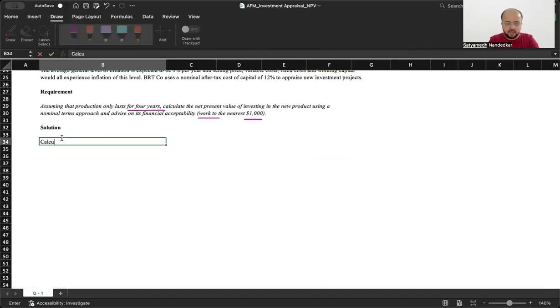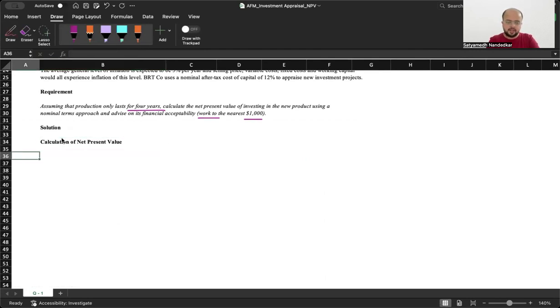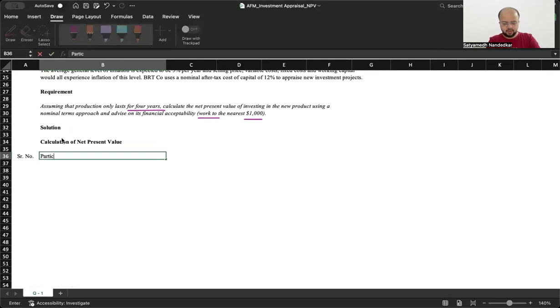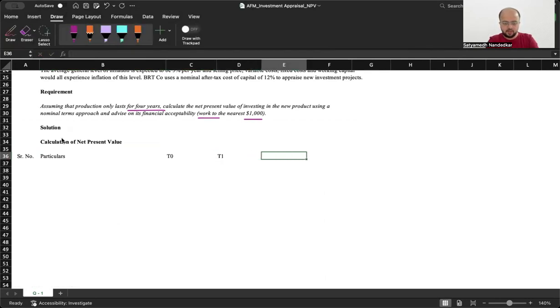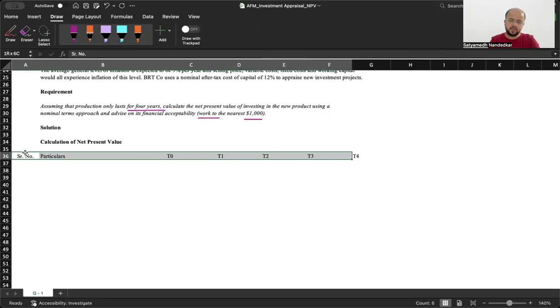You have to prepare a statement of net present value. So calculation of net present value. You know the drill now. There is a serial number column, very important because we use it for referencing purposes. Then you have your particulars column. They have said it's a 4-year project, so T0, T1, T2, T3, and T4. Okay, now let's build on this further.